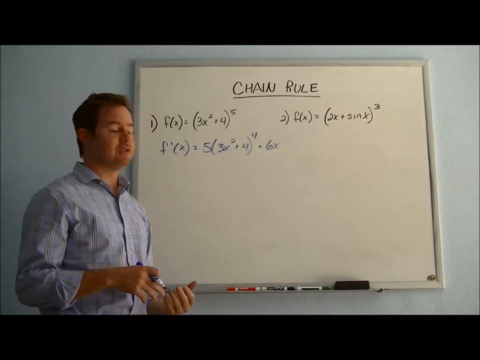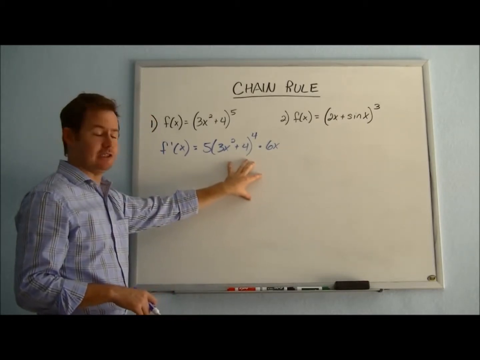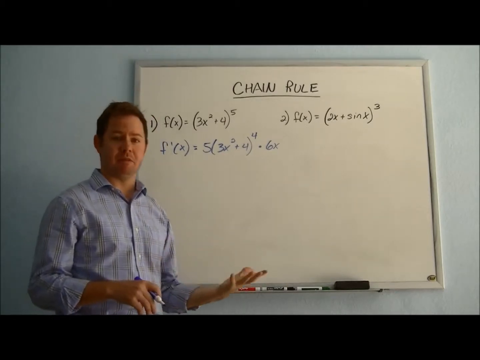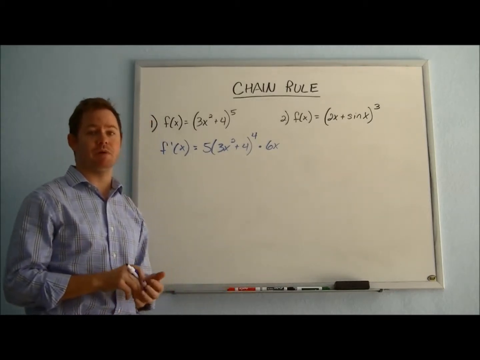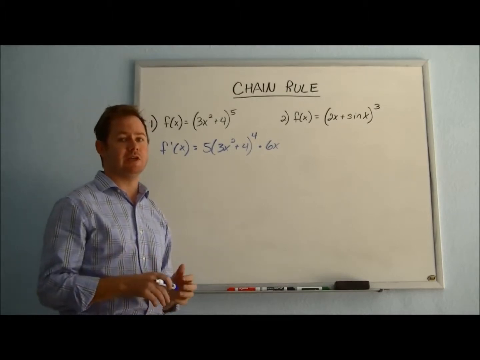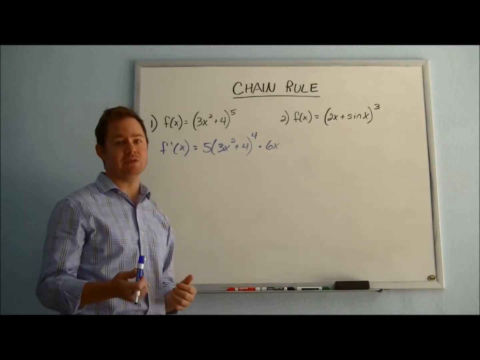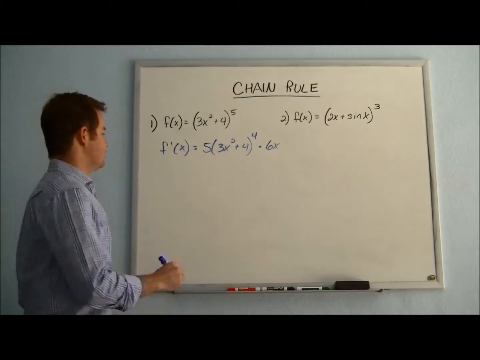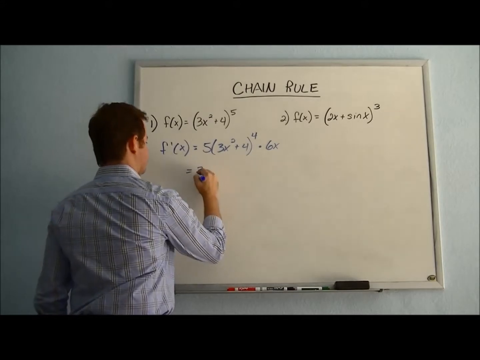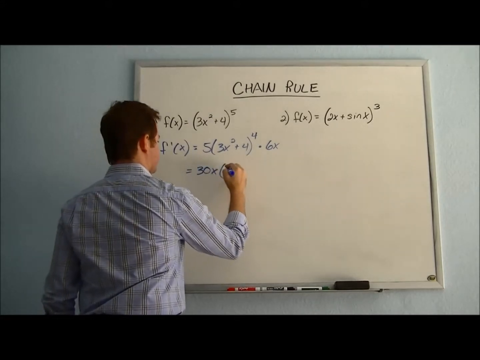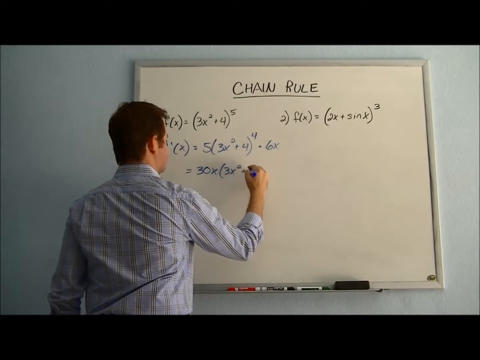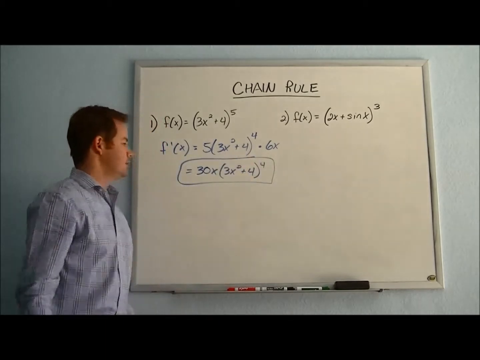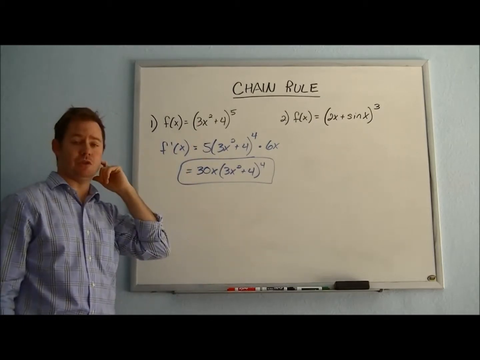And then what we have to do as our last step, even though this is mathematically correct for our answer, the way that you would see an answer choice written in maybe the back of your book if you're checking over your homework, or probably the way that your teacher would prefer to see it on a test, and certainly when it comes time for the AP exam, if you're in AP Calc, we want to go ahead and simplify by multiplying this times the coefficient, which would give us 30x times (3x squared plus 4) to the 4th. So that's our derivative of this first example using chain rule.